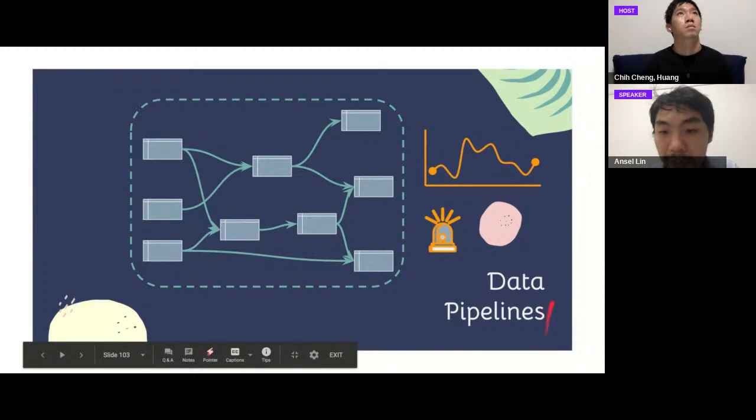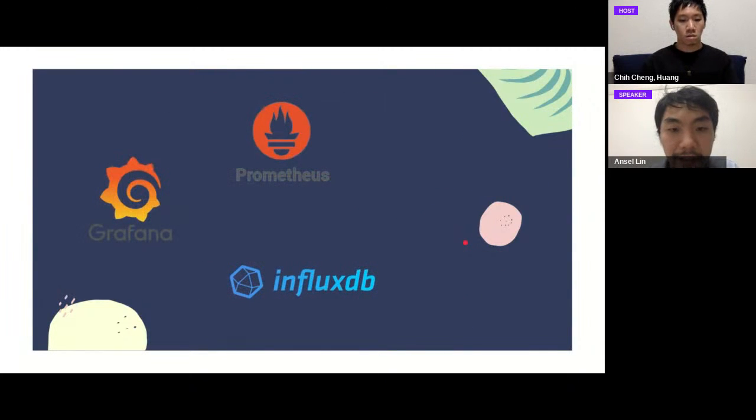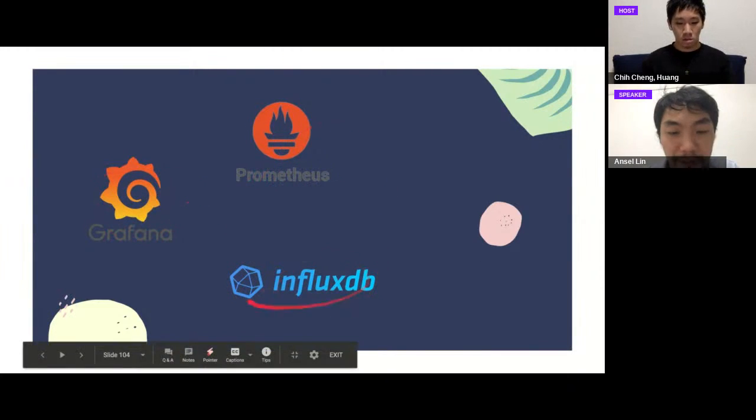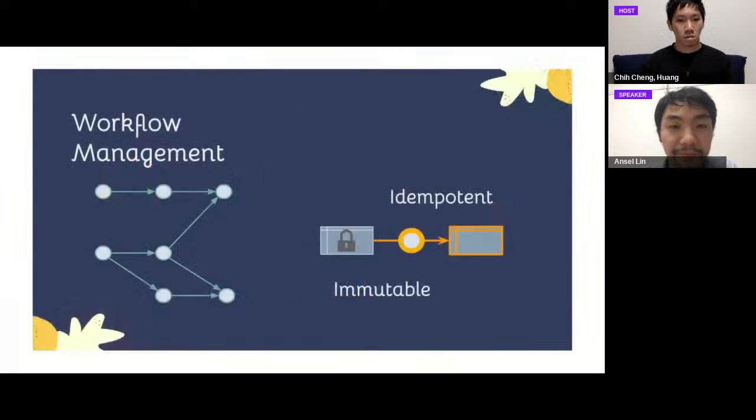And for the data pipeline, we understand we need monitoring and alerting. There are so many tools that do these things. You can search for Grafana, InfluxDB, which is a time series database underneath, and Prometheus. Yeah, you can start from these popular tools.